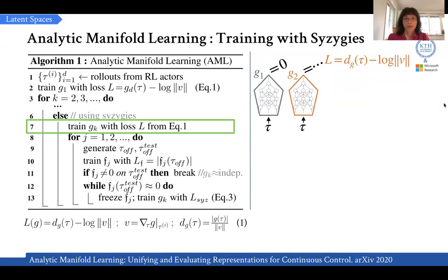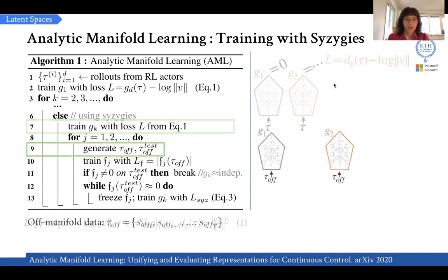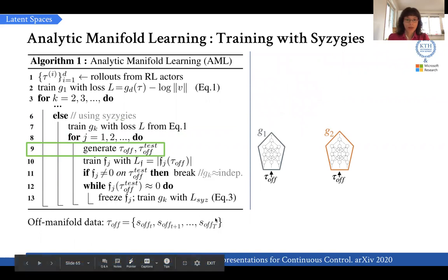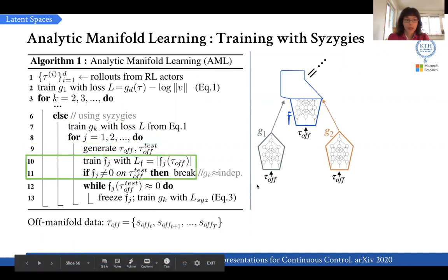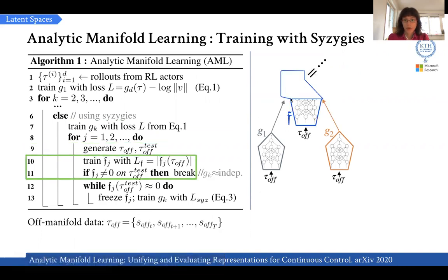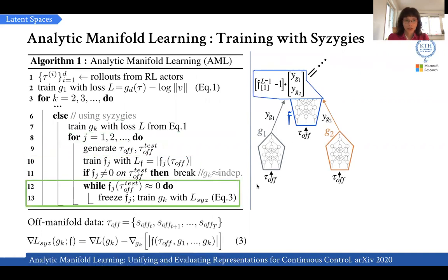Now, if we're interested in training with syzygies, then we would start in the same way by training G1 and then G2 independent from G1. But now we will generate off-manifold data, so either random sequences or sequences that are slightly perturbed to be off the manifold. And then we will train the syzygy, which would help us detect whether G1 and G2 are dependent.